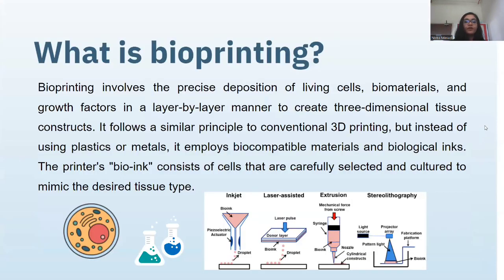So what is bioprinting? To understand bioprinting, let's break it down. Bioprinting includes the deposition of living cells, biomaterials, and growth factors in a layer-by-layer manner to create a three-dimensional tissue construct. It follows a similar principle to conventional 3D printing. The printer bioencodes cells that are carefully selected and cultured to mimic the desired shape. These cells are then loaded into a printer cartridge and deposited according to a pre-programmed design. As the printed structure matures, the cells differentiate and organize, ultimately forming a functional tissue.